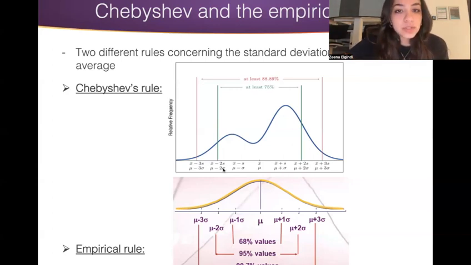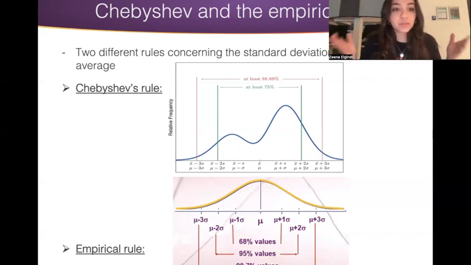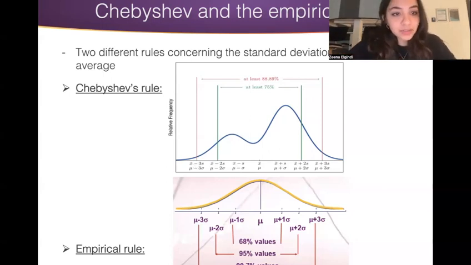What this rule tells you is what proportion of the data is found within a certain number of standard deviations away from the mean. For example, this green line here is telling us that 2 standard deviations away from the mean, you can find at least 75% of the data in your data set. In 3 standard deviations away from the mean, you find at least 88.89% of your data, which is the majority of the data. What you can establish from this is that the majority of the data is found within 3 standard deviations away from the mean on both sides.